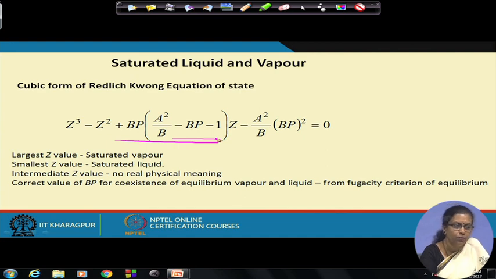The only problem of finding out the fugacities of saturated liquid and vapor using this cubic form of the Redlich equation of state is that in this particular case usually the Bp is an unknown. So, therefore, how to find out Bp from this particular equation? For this we use the concept that the vapor and liquid are in equilibrium under the saturated conditions. So, how do we go about doing it?